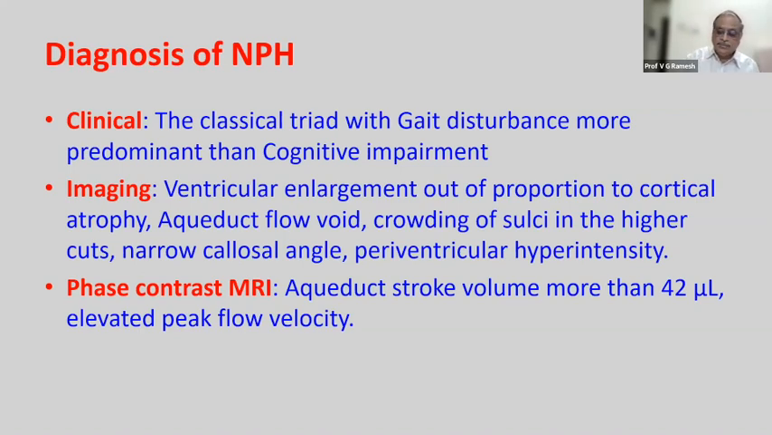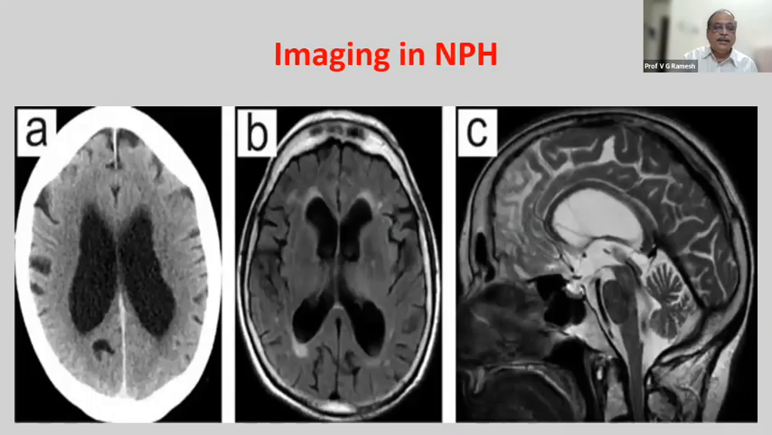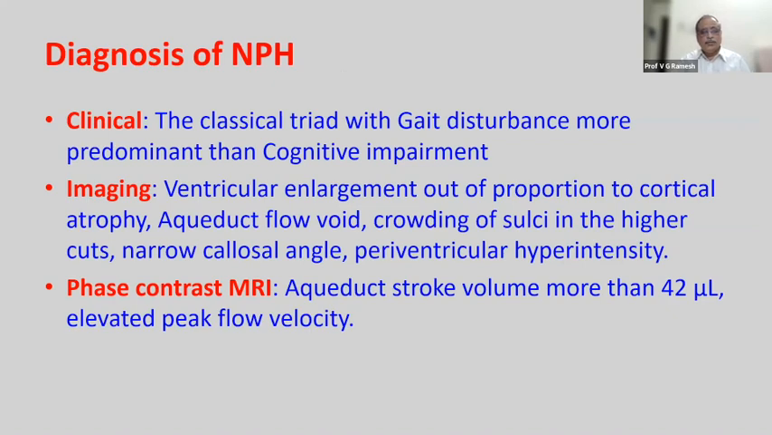And also imaging: you see ventricular dilatation out of proportion to the cortical atrophy, and also periventricular lucency, an Evans index of more than 0.3, and also on T2 weighted MRI, you can see the flow void, the aqueduct flow void is an important sign. And these are the radiological features which suggest that it could be normal pressure hydrocephalus. And also of late, CSF gated studies using phase contrast MRI, measuring the aqueduct stroke volume and elevated mean peak flow velocity across the aqueduct, have been used in the diagnosis of normal pressure hydrocephalus.